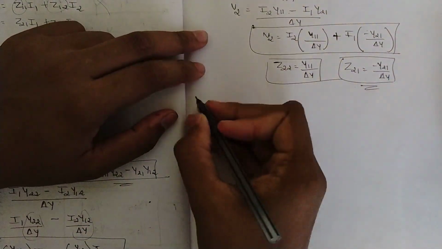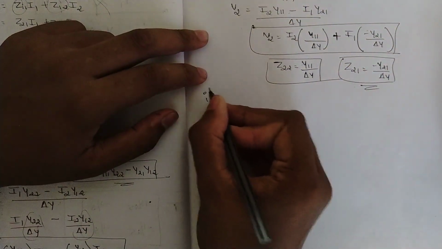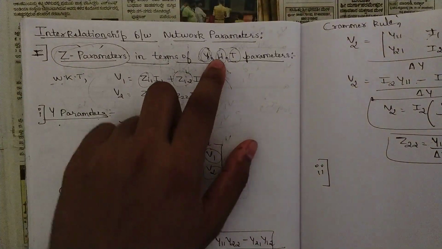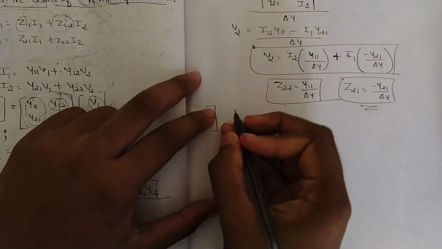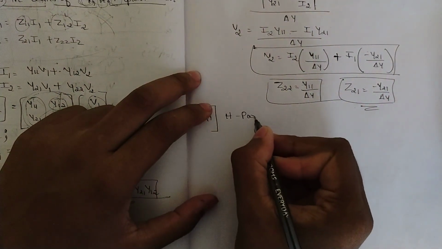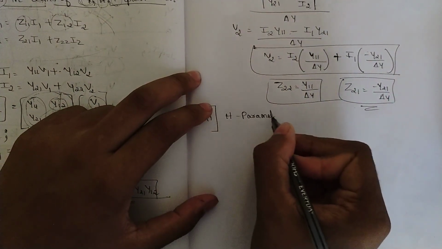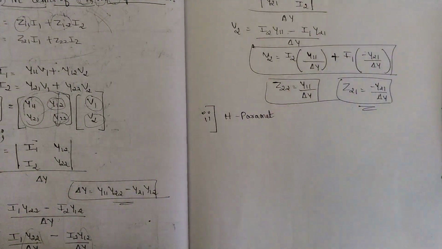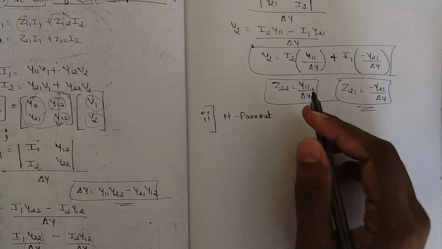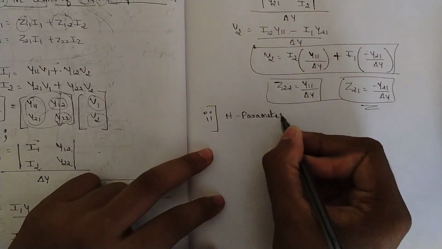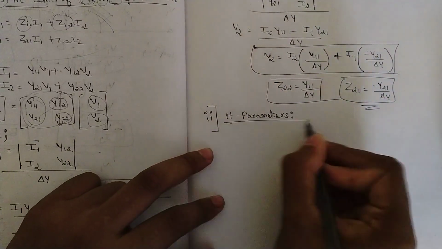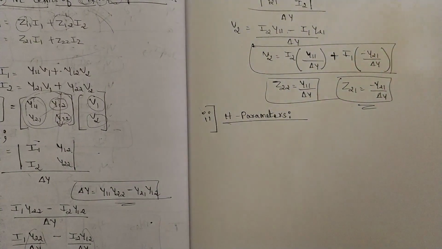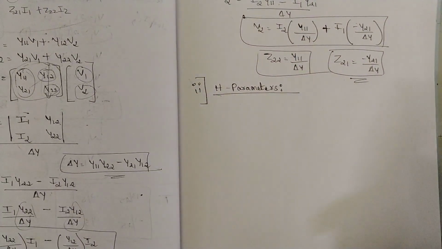Okay, now the first thing is done. Now the second term is z parameters in terms of h parameters. This is very easy. Y parameters are done. Now again for z parameters, all the values z11, z12, z21, z22, we should be getting in terms of h parameters. So now let us see how. This is very easy. We just have to solve the set of equations. I am going to tell you how.